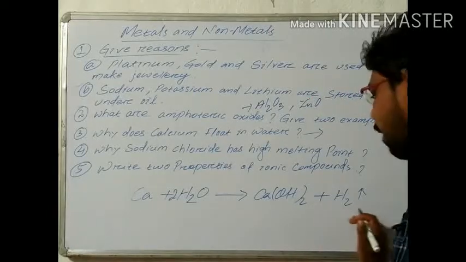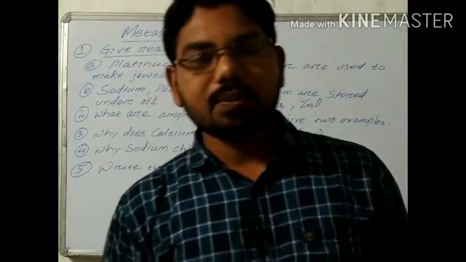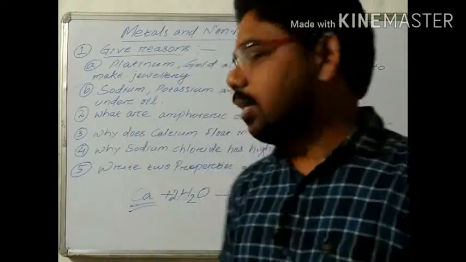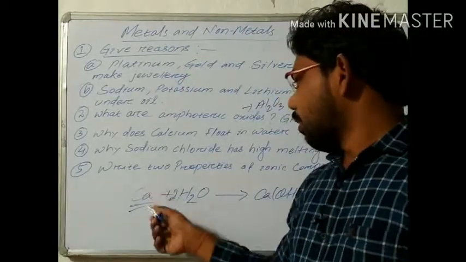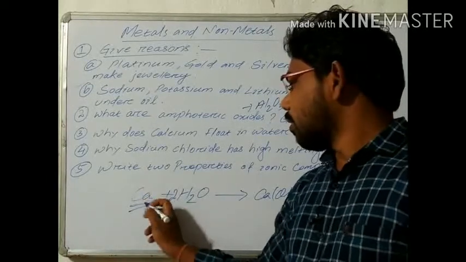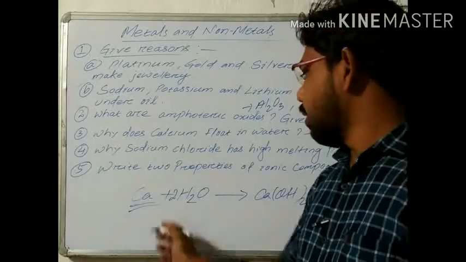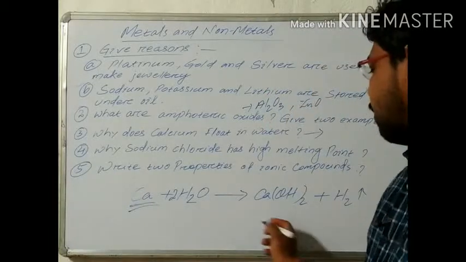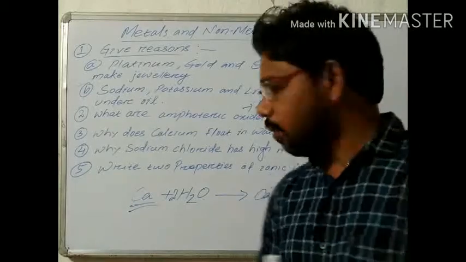The bubbles of hydrogen gas are released, and these bubbles stick to the surface of calcium. That's why the calcium metal floats on water. Generally, its density is higher than water, but it floats due to the bubbles of hydrogen gas sticking to its surface. That's why calcium floats on water. This is also a very important question.